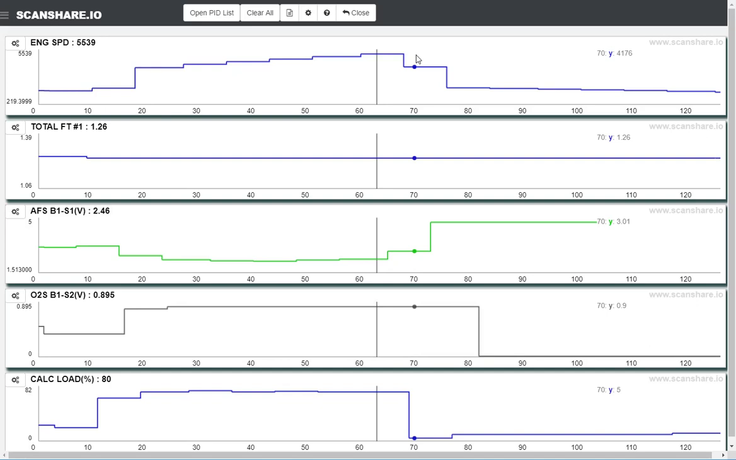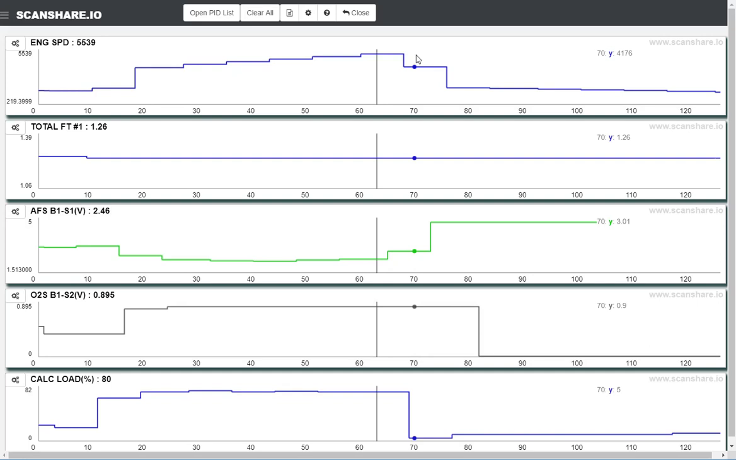If we look at the same time at the upstream sensor, AFS Bank 1 Sensor 1, that's an air fuel sensor. I'm in power enrichment mode, so I should see a rich value here. Now, the voltage at stoich is 3.3 volts. Anything higher than that is lean. Anything lower than that is rich. So my upstream sensor is saying, hey, you're rich. And my downstream sensor is agreeing. It's at about 900 millivolts. So both my sensors are telling me, yes, you're rich.